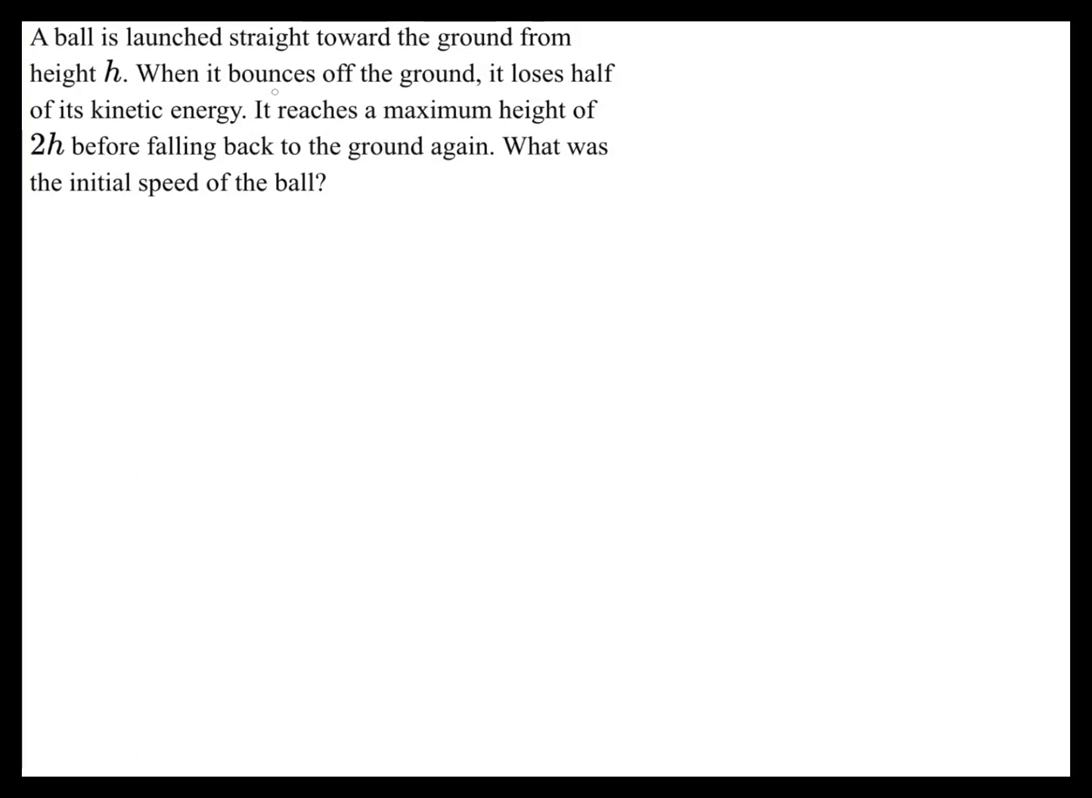A ball is launched straight towards the ground from a height h. When it bounces off the ground, it loses half of its kinetic energy. It reaches a maximum height of 2h before falling back to the ground again. What was the initial speed of the ball?